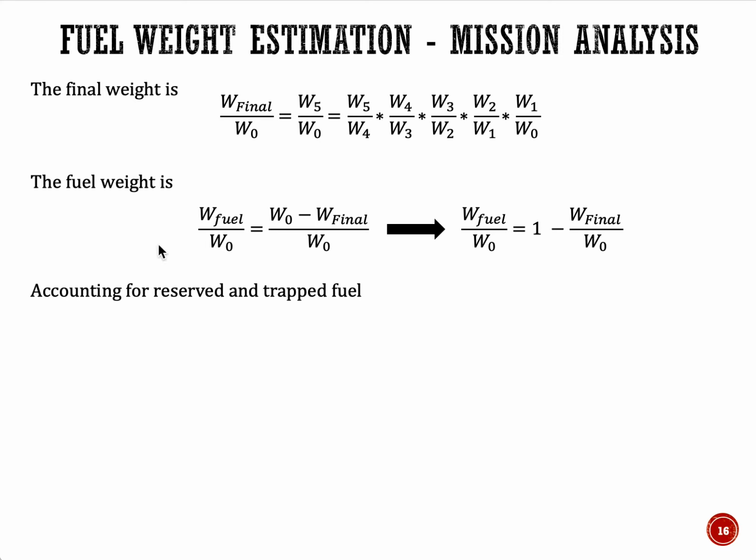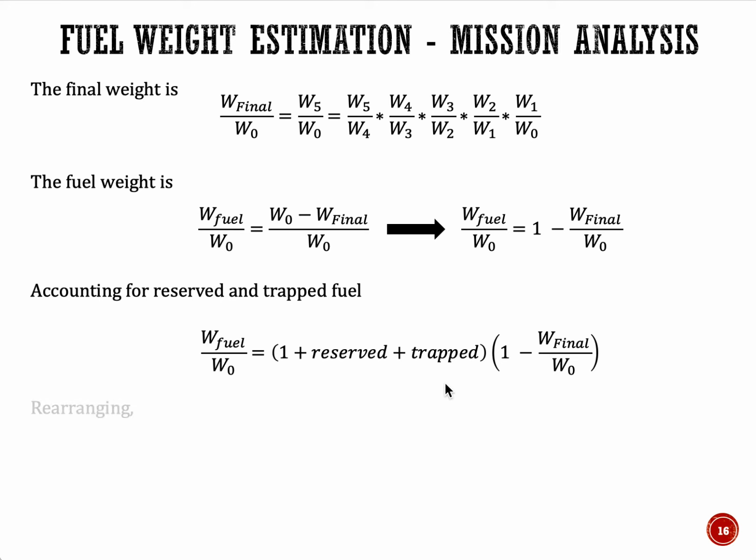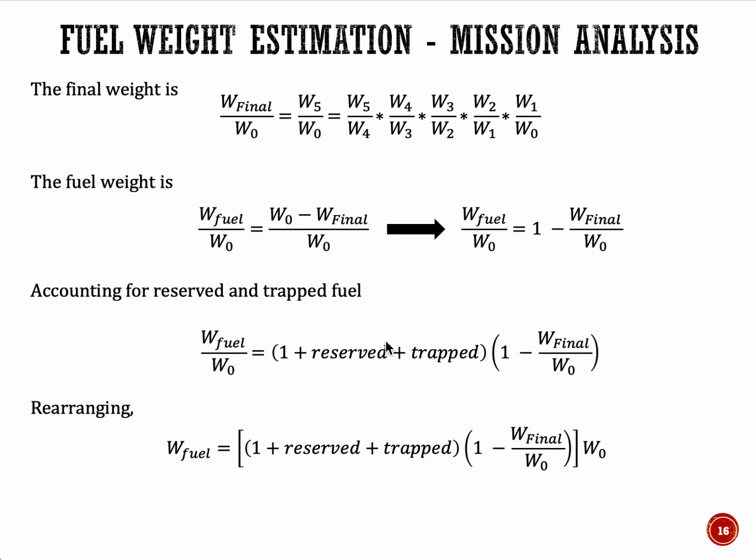So it's also important, as I mentioned previously, to account for the reserve and the trapped fuel as well. So the W fuel by W naught equals 1 plus reserve plus trapped fuel, times 1 minus W final by W naught. This is something you're going to have to account for, so that you adhere to the requirements set by FAA and military. Rearranging this equation, you'll actually get W fuel equals the entire product times W naught.